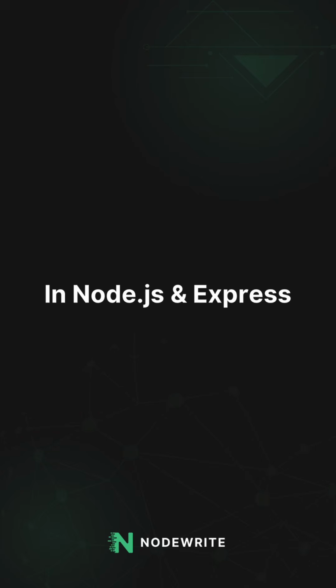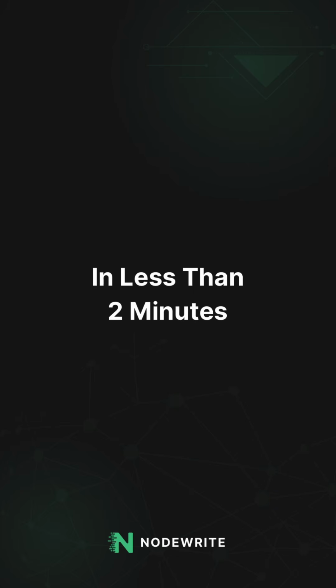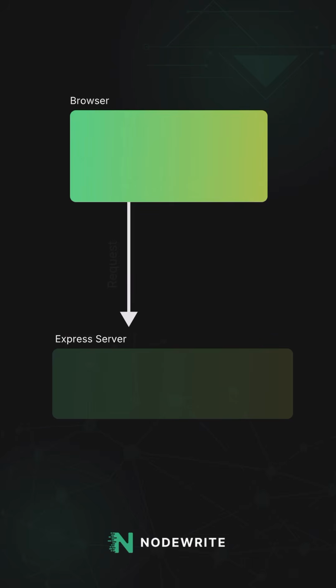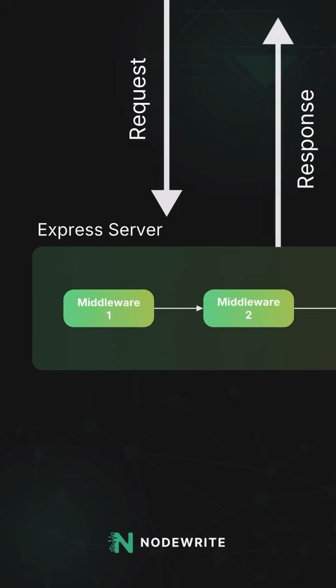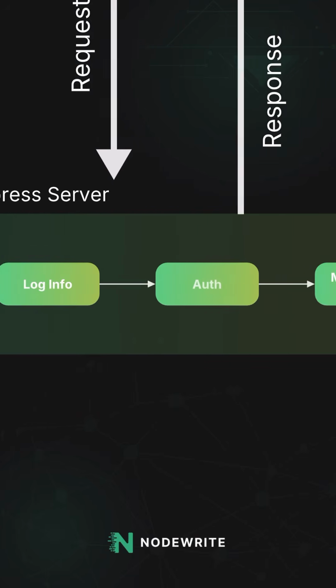Let's learn middleware in Node.js and Express in less than 2 minutes. Middleware are just functions that run after the request comes into Express and before the response goes out. They allow us to handle requests sequentially in different stages.